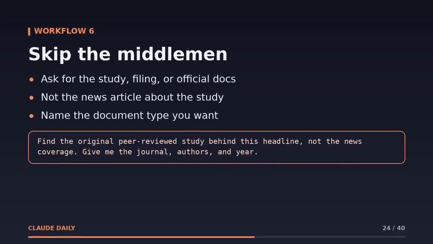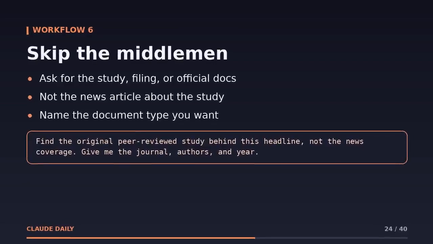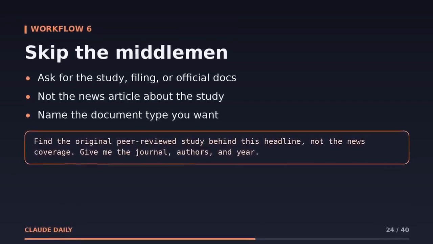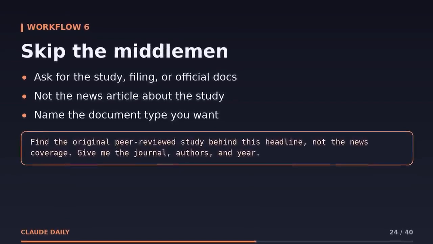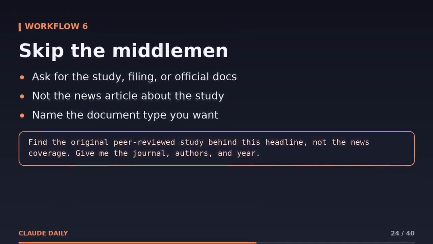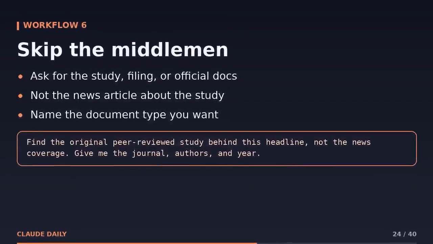Workflow 6: Finding primary sources. Most search results are somebody's summary of a summary. Cut through by naming what you want. Say original study, official filing, or manufacturer documentation, and Claude will aim for the real thing.